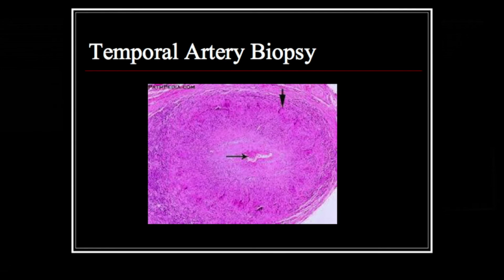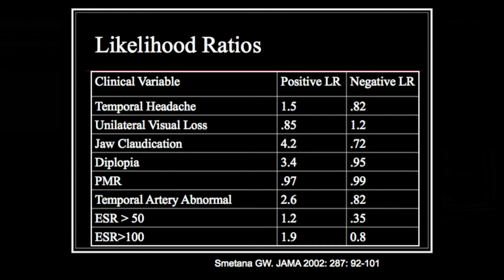This is actually showing some giant cells in the wall of the temporal artery on temporal artery biopsy. And this is a very interesting study where in 2002, Smetana looked at the likelihood ratios, both positive and negative, for a diagnosis of temporal arteritis based on a variety of different symptoms and/or other lab tests. And what they basically found was that jaw claudication was the most predictive of all these features noted on the slide for predicting temporal arteritis with a likelihood ratio of 4.2, which is actually very high. So if you have headache and jaw claudication in an elderly patient, a headache that's new, then you might want to think of temporal arteritis.